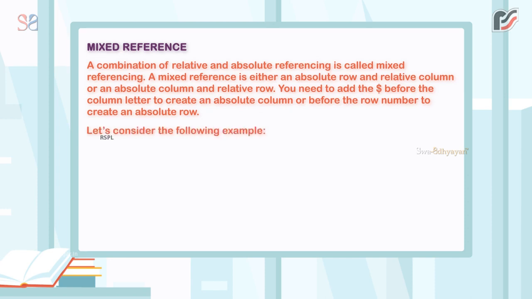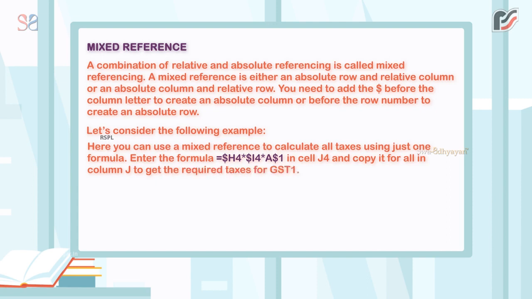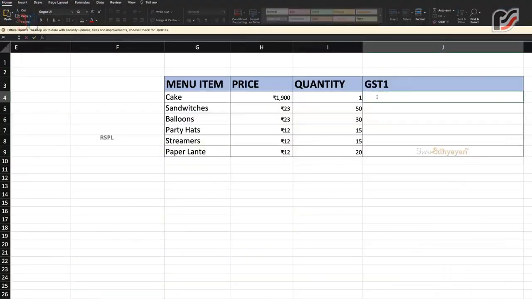Let's consider the following example for this one. Here, you can use a mixed reference to calculate all taxes using just one formula. Enter this formula in cell J4 and copy it for all in column J to get the required taxes for GST1. So, starting with creating a worksheet and entering the data as given, then enter this formula in J4, press enter on your keyboard and the formula will be calculated and the result will be displayed in the cell.